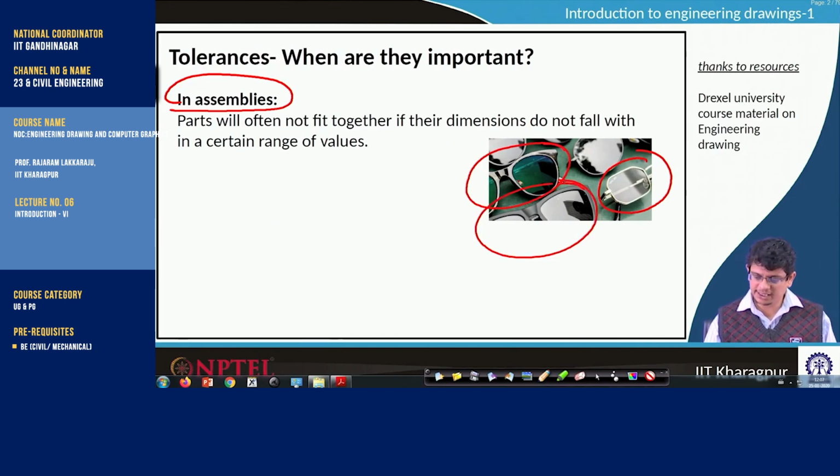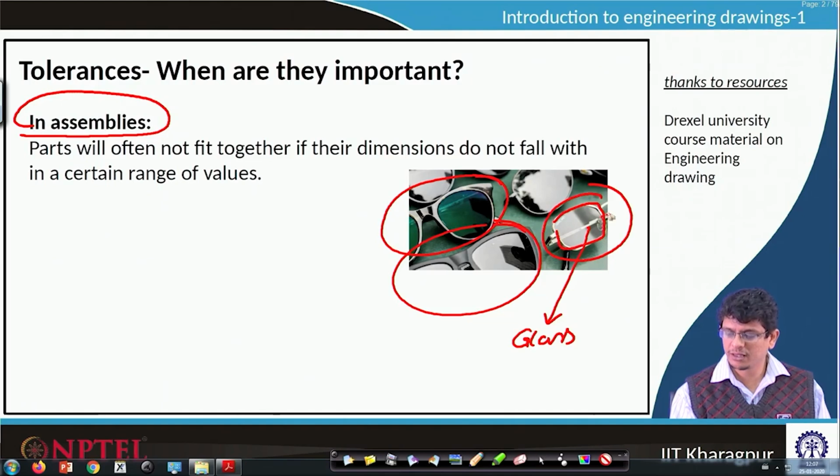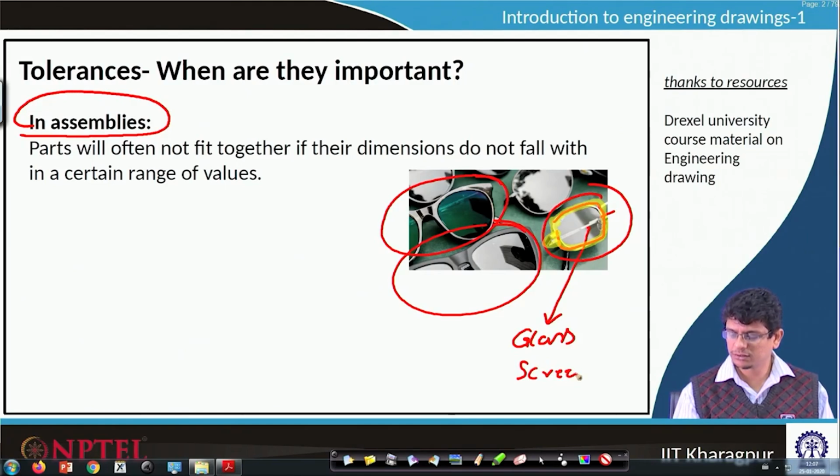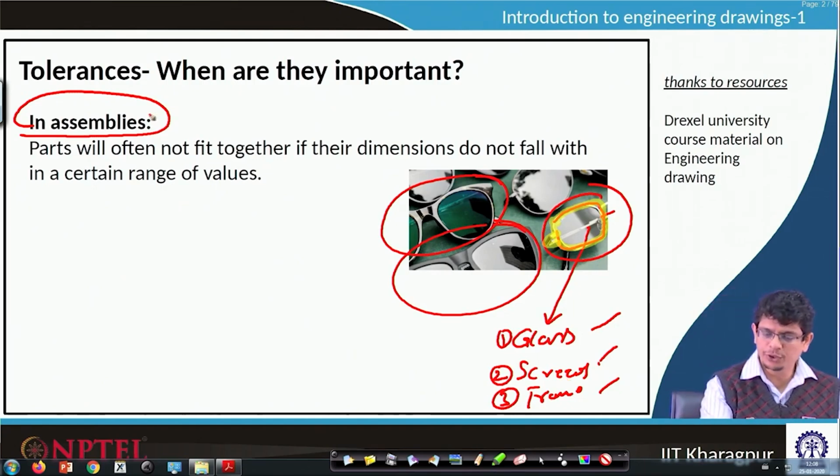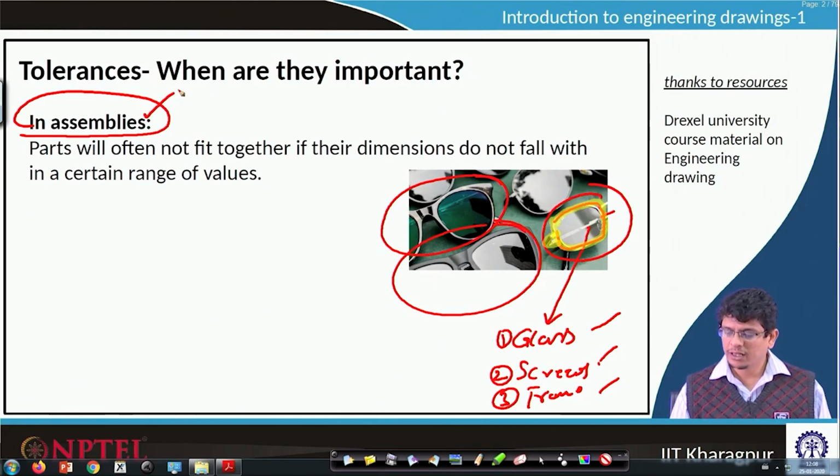This is an assembly. This consists of the typical glass, perhaps the frame, this is the frame, perhaps there will be joints, and those joints might have screws. Glass, screws and frame. These are called parts of this spectacle. When you club them in a proper way, you will be in a position to get an assembly. That assembly provides the functionality of spectacles.